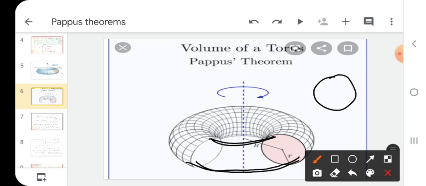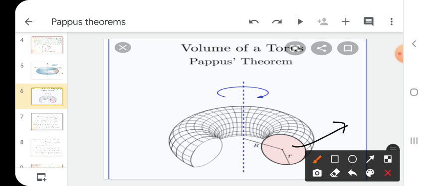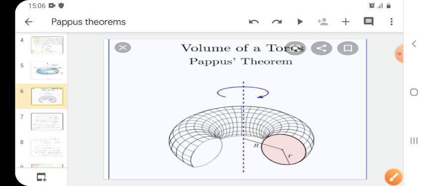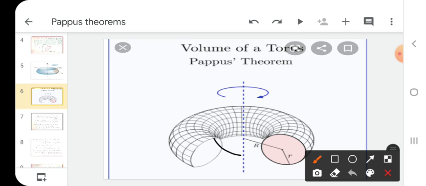This figure shows the rotation of a closed plane curve. If a closed plane curve revolves about an axis, we get this type of shape. The pink colored region denotes a closed plane curve. It revolves about a straight line. This blue line denotes a straight line. We get this shape like this, after a complete turn.